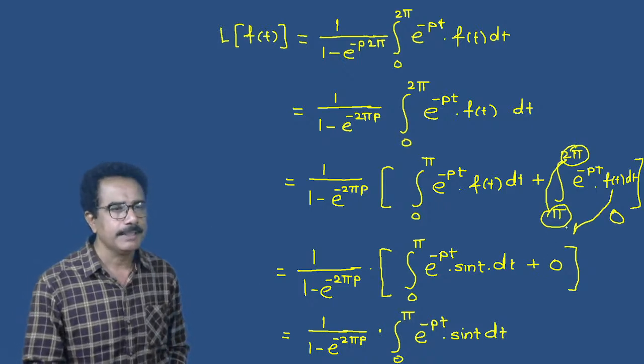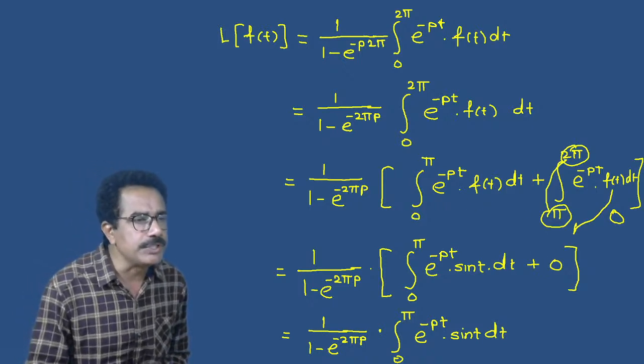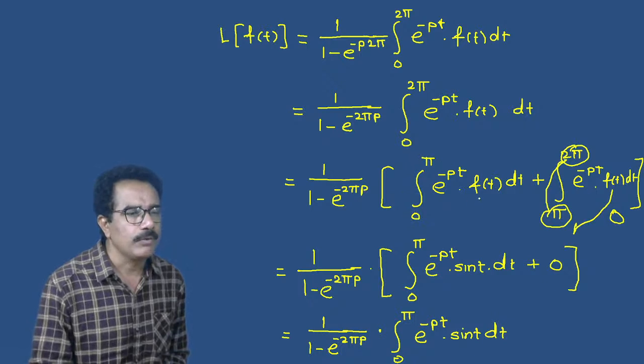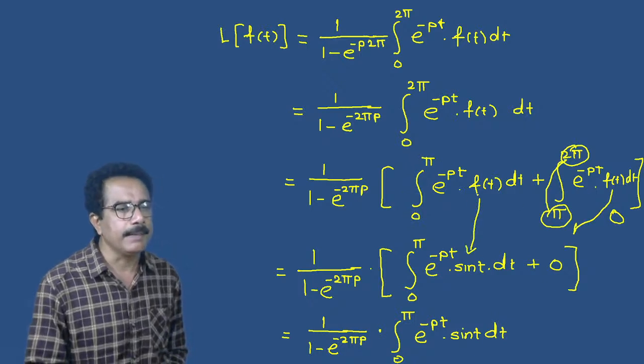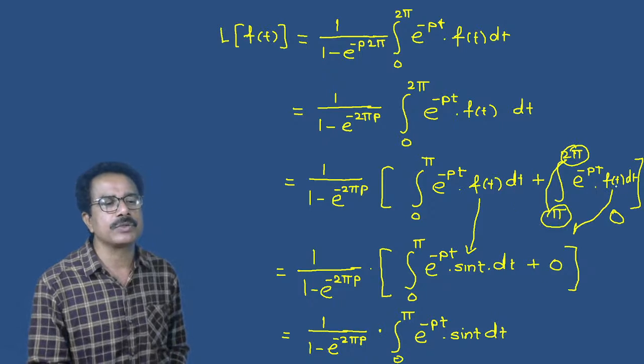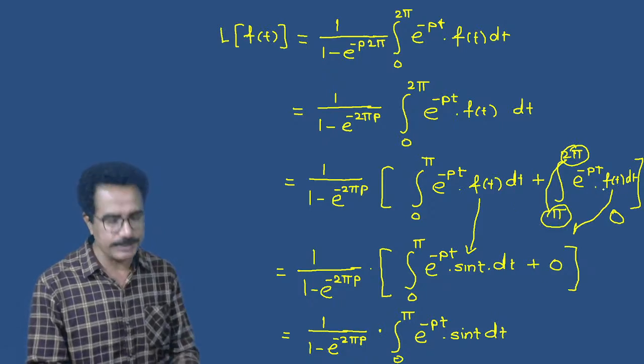Okay, no problem. And in between 0 to pi, see this, we have been given sin t. For pi to 2 pi, f of t is equal to 0, and 0 into e raised to minus pt means 0.